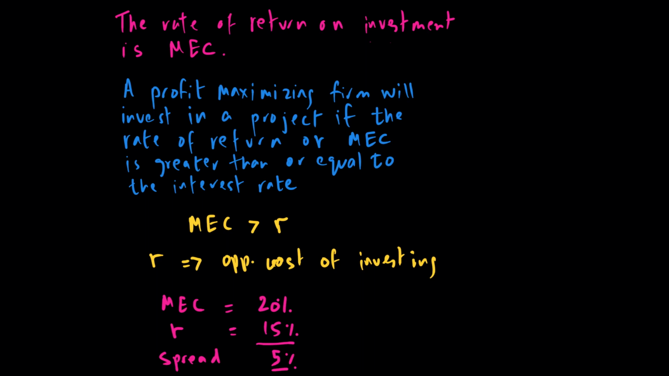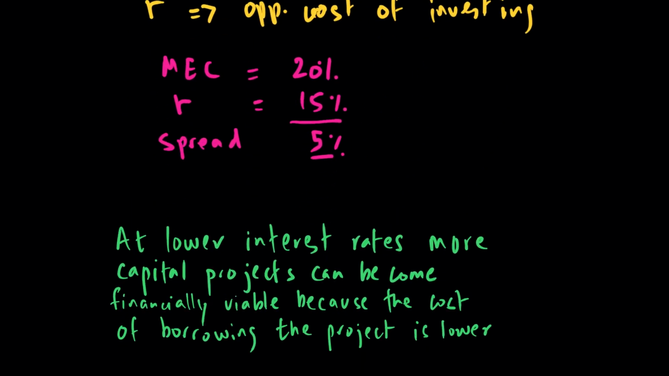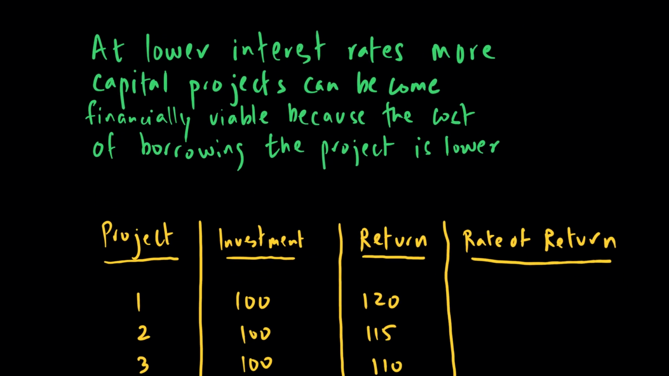Now, how do we use this knowledge to make our demand for investment? In order to get the demand for investment, we say that at lower interest rates, more capital projects can become financially viable. Why? Because the cost of borrowing is lower. So when the interest rate falls, there will be a higher level of investment, because more projects can become financially viable.